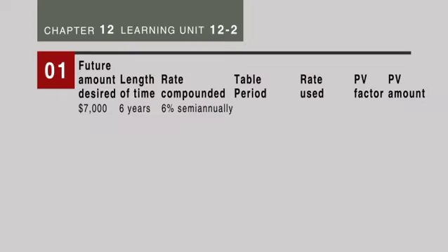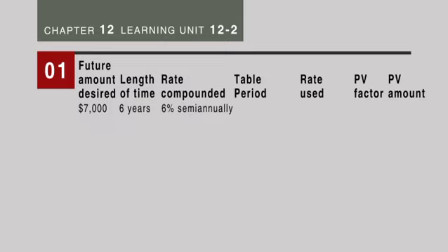Let's look at number 1. Number 1, we have a future amount desired of $7,000. The length of time is 6 years. Compounded rate is 6% semi-annually. So we need to calculate the number of periods and the interest rate per period.